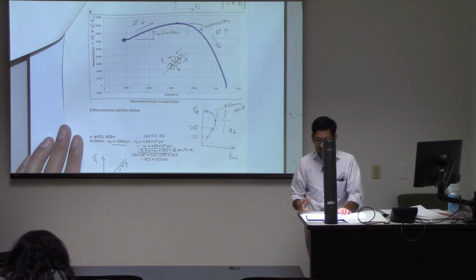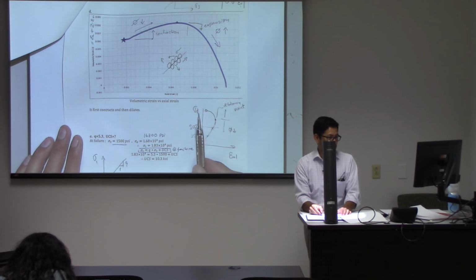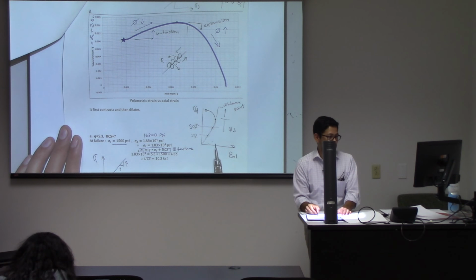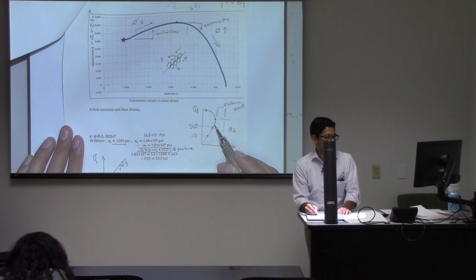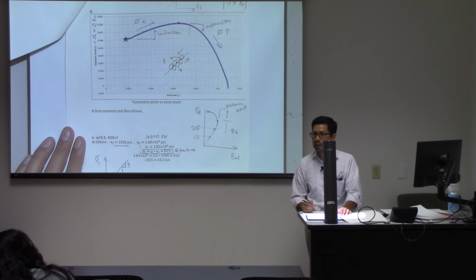You can look at this a little bit differently. If you plot it as a function of deviatoric stress and volumetric strain on this axis, you will see that all of this is contraction, compaction, and once you get to that point, you're starting to fail and you're starting to have dilatancy.